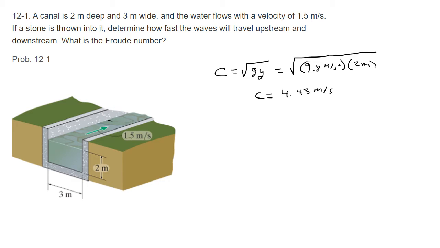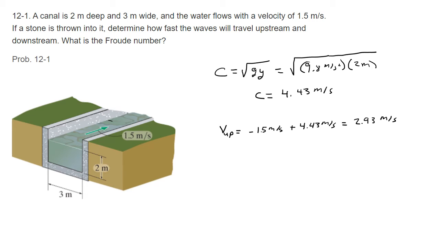Now that's the speed of the wave in the water, and the wave is going to travel upstream and downstream, but the water is already flowing at 1.5 meters per second. So for the velocity upstream, we're simply going to subtract 1.5 meters per second from the 4.43 meters per second and have a velocity of 2.93 meters per second upstream.